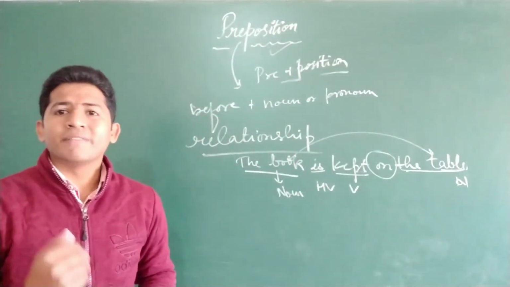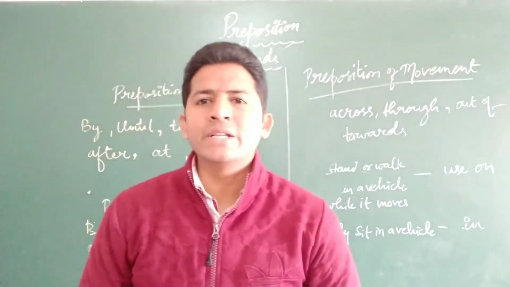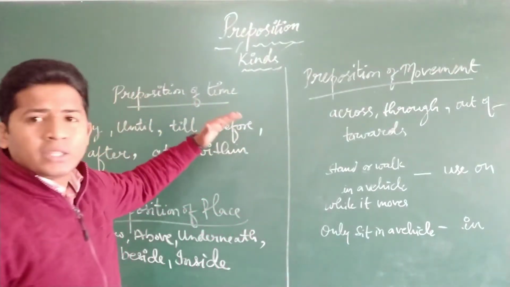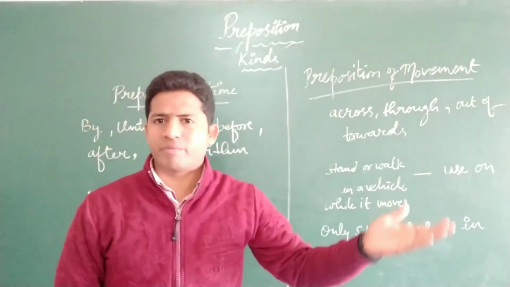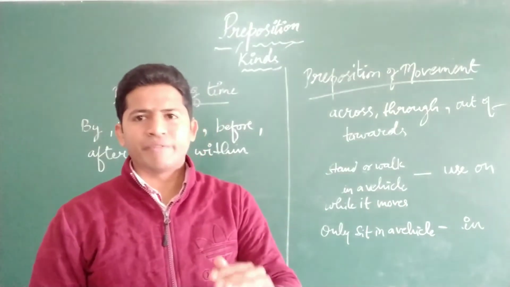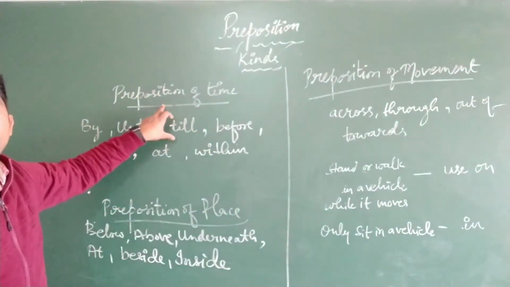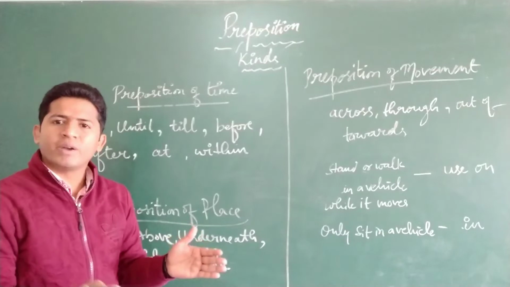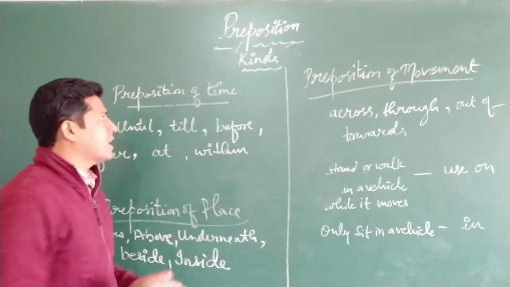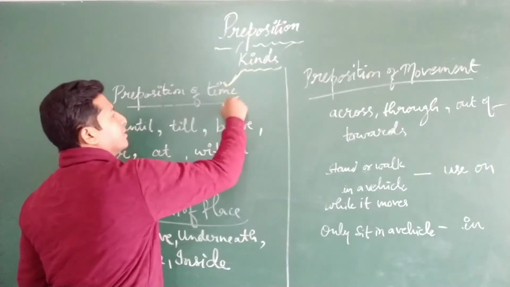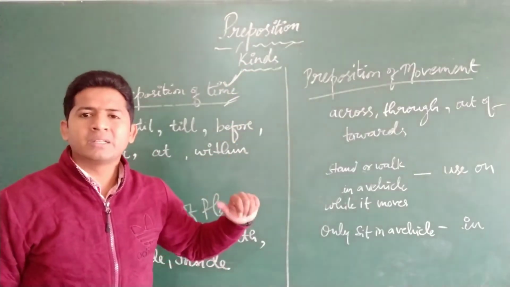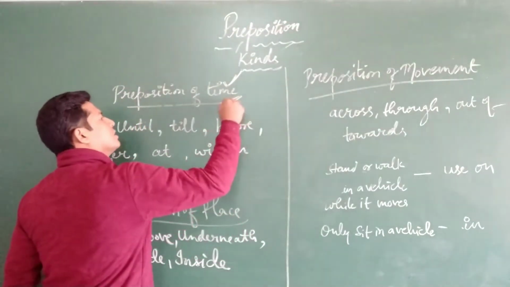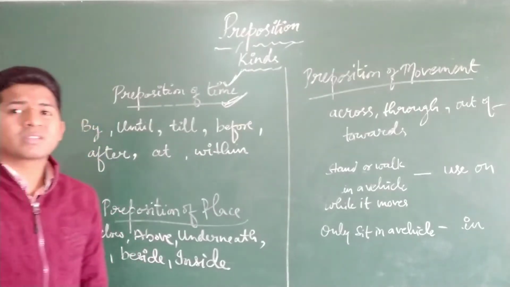Now let's talk about different kinds of prepositions. We studied what a preposition is, let's talk about kinds. Based on what function the prepositions perform, we have divided prepositions into different categories, in which number one is preposition of time. These are words which show a relationship between different words in a sentence in the context of time, when an action is performed. Such prepositions come under prepositions of time.